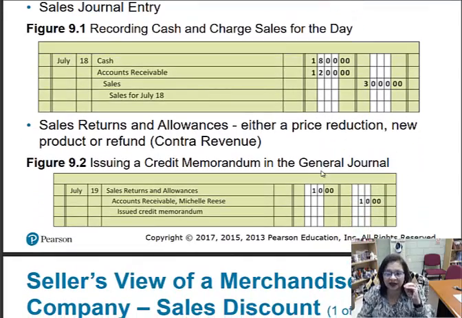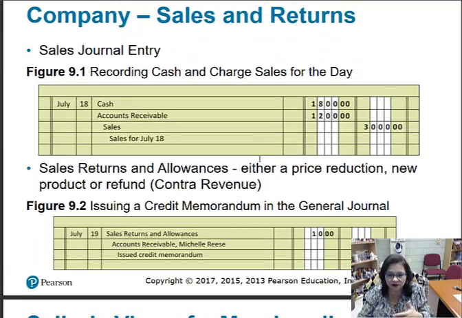Okay. Now we get into things such as a credit. Don't let that confuse you with the normal balance of an account. This is a sales return, either because of a price reduction or a new product or a refund. Okay, it's a contra revenue.